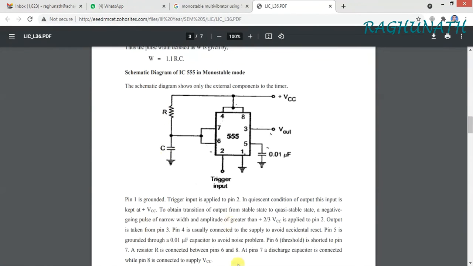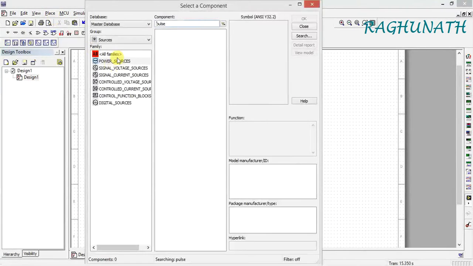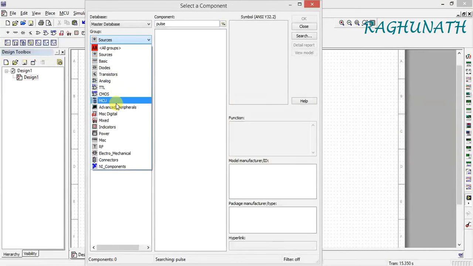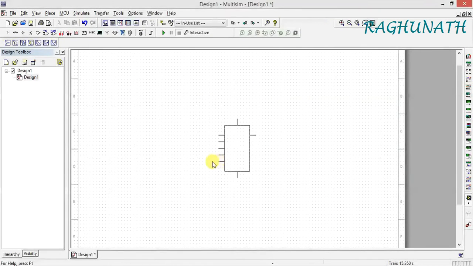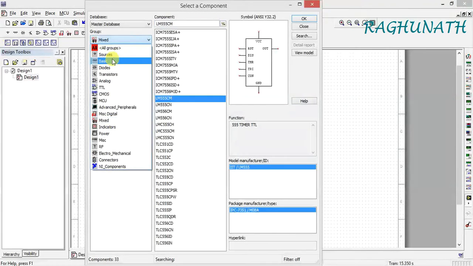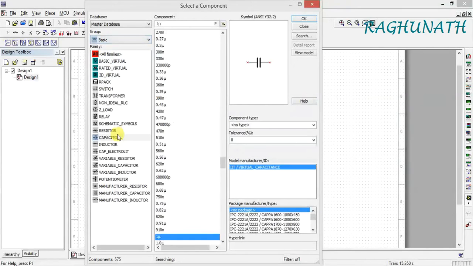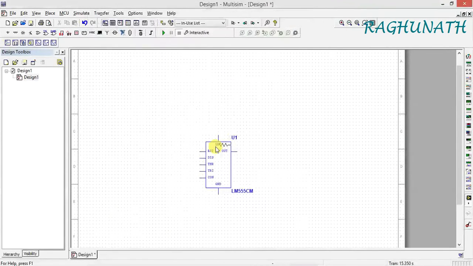So let us do that now. I am going to rig up the circuit. So go to place component and select, in the mixed, the timer is there. So select LM555CM. Click OK. So we take this. After that I require one capacitor and resistor. So go to basic. In the basic select resistor. Click OK. Control R to rotate.